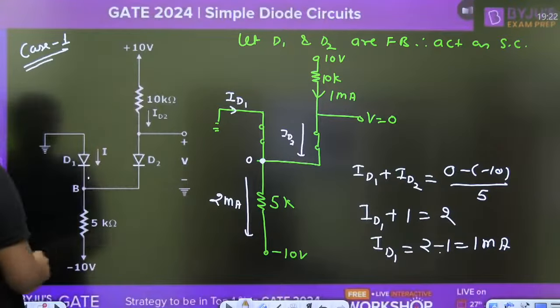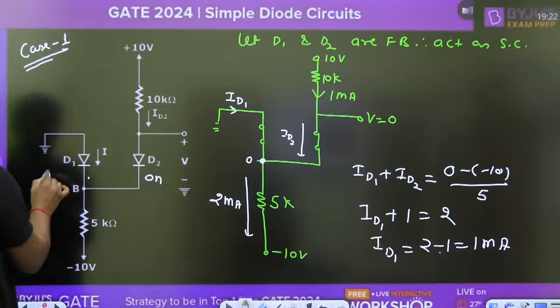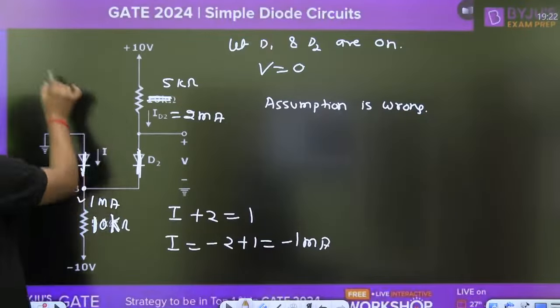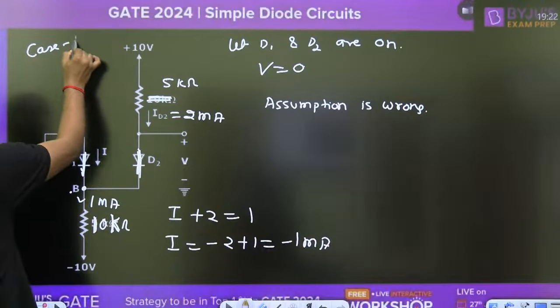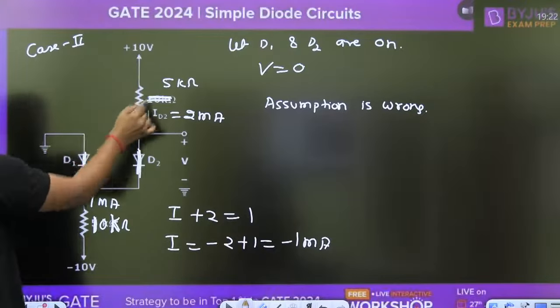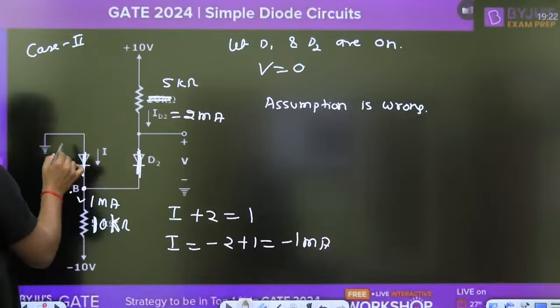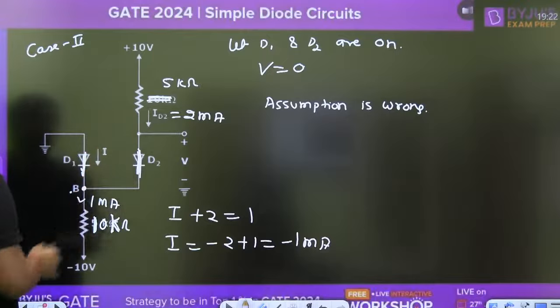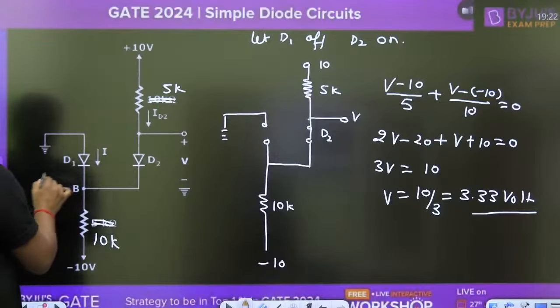10 kilo ohm, 5 kilo ohm. This is on, this is on. This is case 2. 5 kilo ohm, 10 kilo ohm. And in that case, we have proved that our assumption is wrong. And then this is off, this is on.